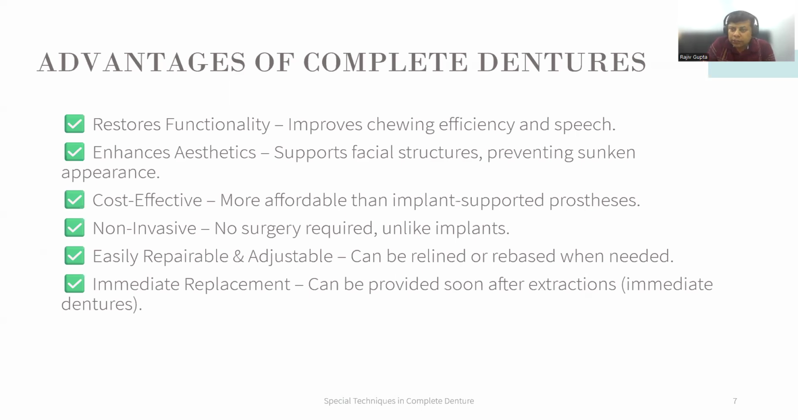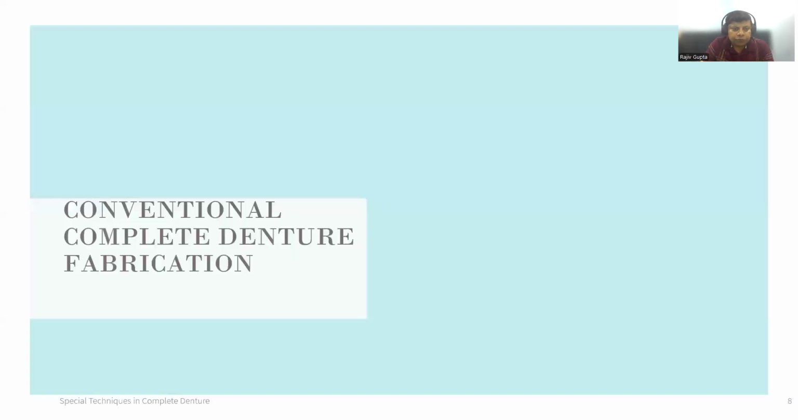Non-invasive, as no surgery is required. For an implant supported prosthesis, we have to go for a surgical procedure, but this is a completely non-surgical process. Easily repairable and adjustable. If the patient is wearing the prosthesis and it gradually becomes loose, as per the condition of the denture, we can think in terms of relining or rebasing when needed. And also we can provide it soon after extraction. One type of complete denture is the immediate denture, which can give the patient immediate function as well as aesthetics.